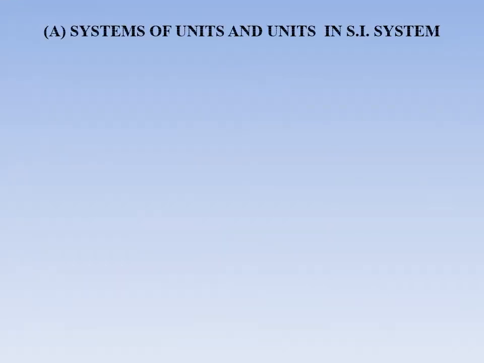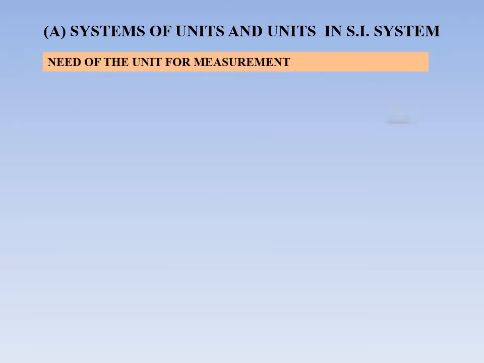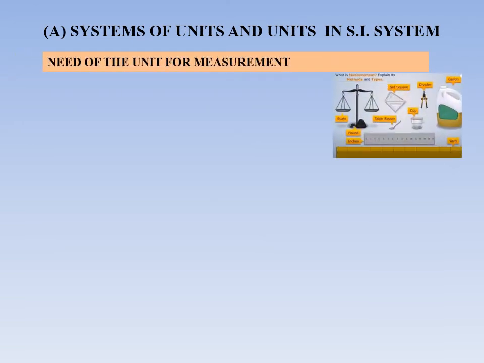Systems of unit and units in SI system. Need of unit for measurement. Physics, like other branches of science, requires experimental studies which involve measurements. For the measurement of a physical quantity, we consider a constant quantity of same nature as a standard, and then we compare the given quantity with the standard quantity.